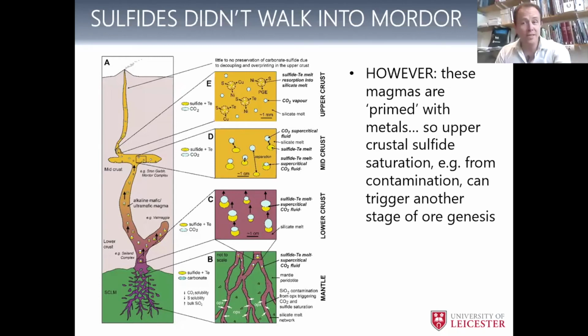But we don't really see it in the upper crust. And why? Well, probably the reason for that is that the sulfides dissolve. As the pressure decreases and you go up, sulfur becomes more soluble, and you'll release those metals back into the crust. Now, what that does mean, though, is if you contaminate maybe with some crustal sulfur up here, then you get to maybe form an ore deposit because you prime those magmas.